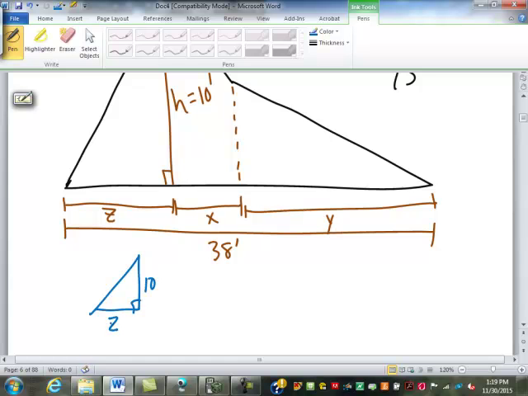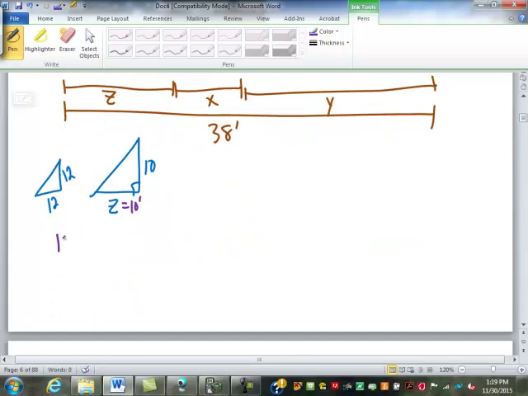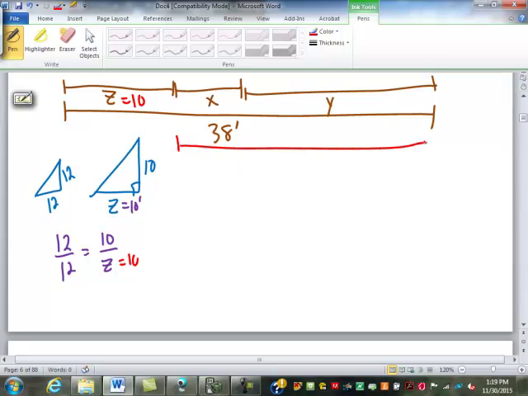this is 10, this is Z, that's a 12-12 slope. Can anybody tell me what Z has to be? That better be 10 feet, because 12 over 12 equals 10 over Z. If you cross multiply and divide, Z is 10. So once you know that Z is 10 feet, that leaves us with from here to here being 28 feet. So you start out with X plus Y equals 28.